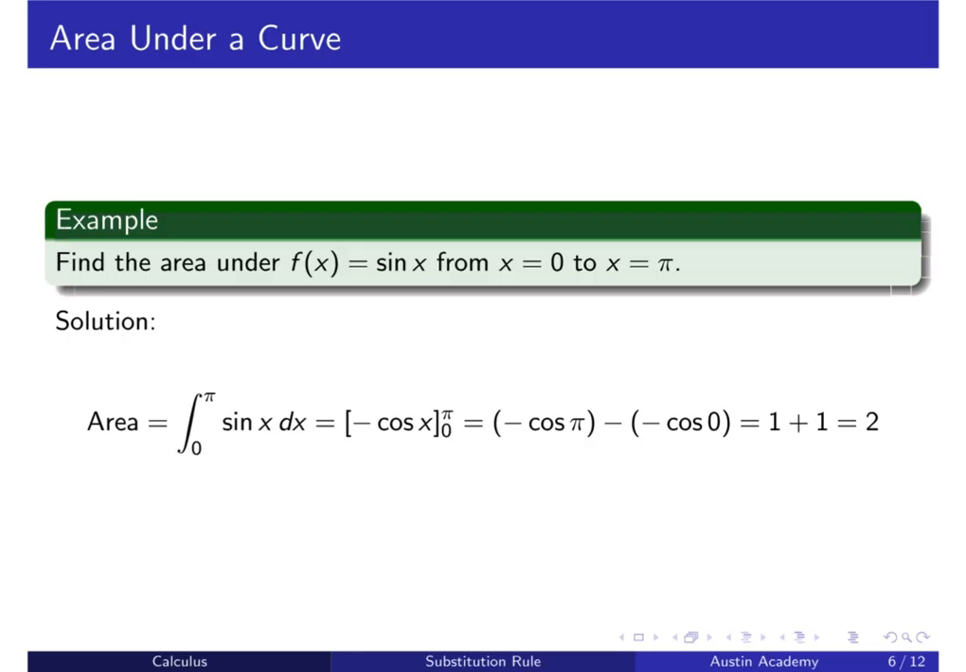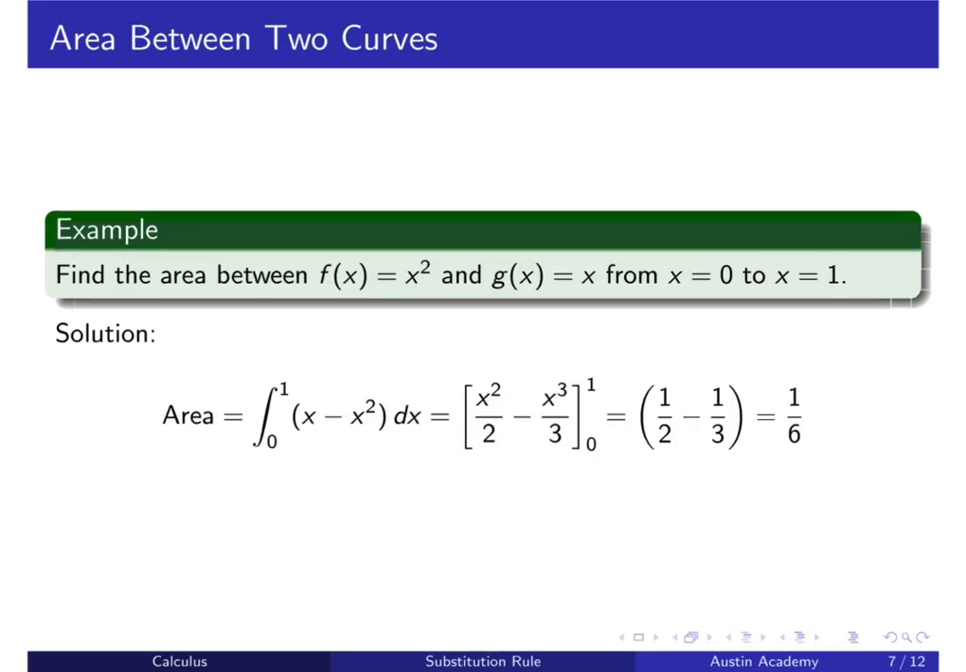Example 2. Now, let's find the area under f of x equals sine x, from x equals 0 to pi. We write the integral from 0 to pi of sine x dx equals negative cosine x from 0 to pi. That gives us negative cosine pi minus negative cosine 0, which becomes 1 plus 1, and the total area is 2.